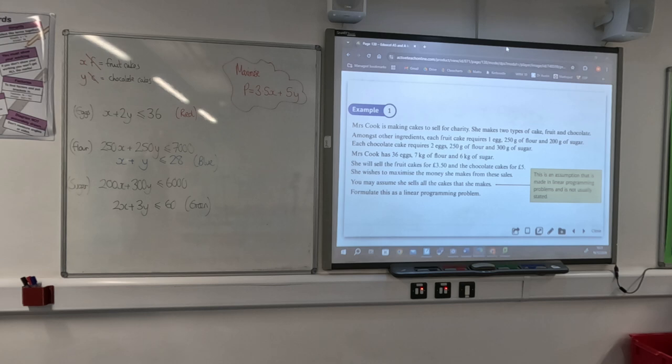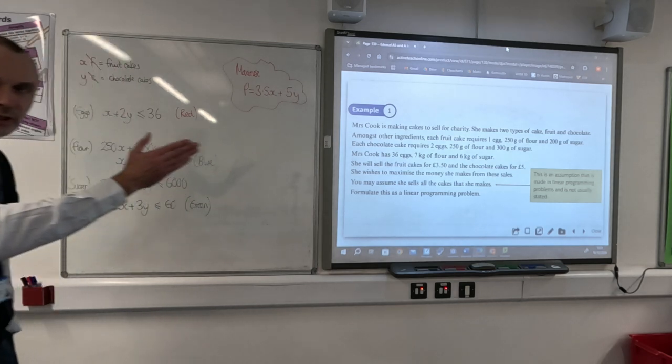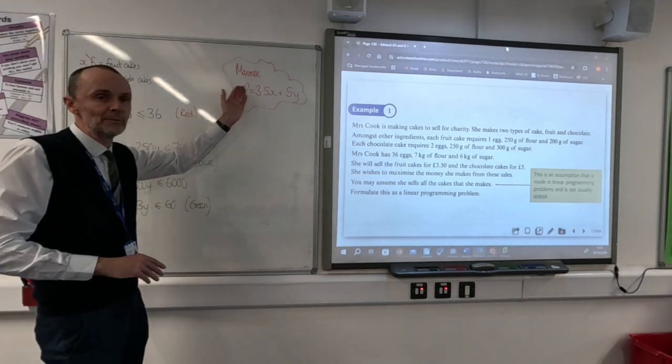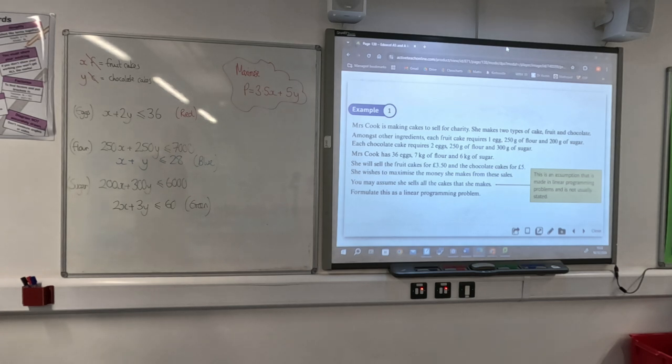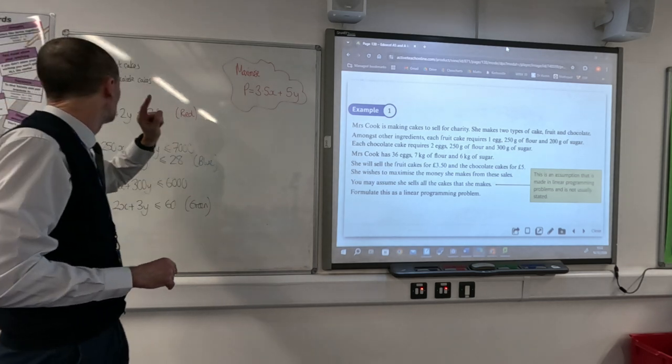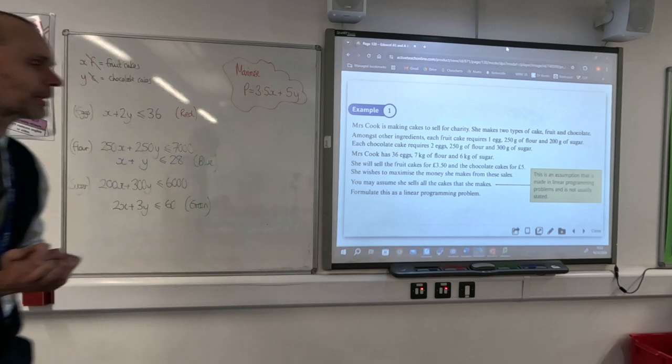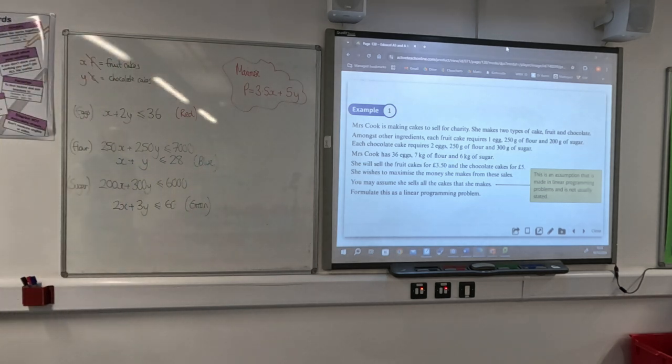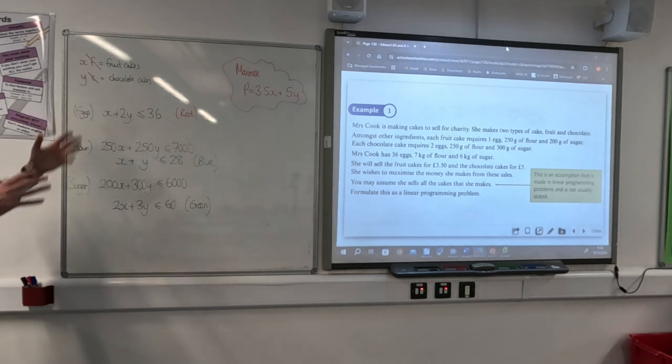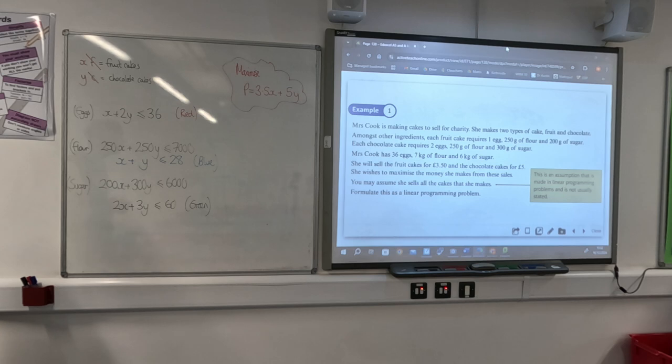And what I want to now do is use a graph to find out where Mrs. Cook's optimal solution lies. Remember, her objective is to make as much profit for charity as possible, and she sells the fruit cakes for £3.50 and the chocolate cakes for £5. There's a couple of constraints that I forgot, and then there's one big assumption which we didn't discuss. Could anyone suggest one or two additional constraints, limits to x and y, that we perhaps should have stated?